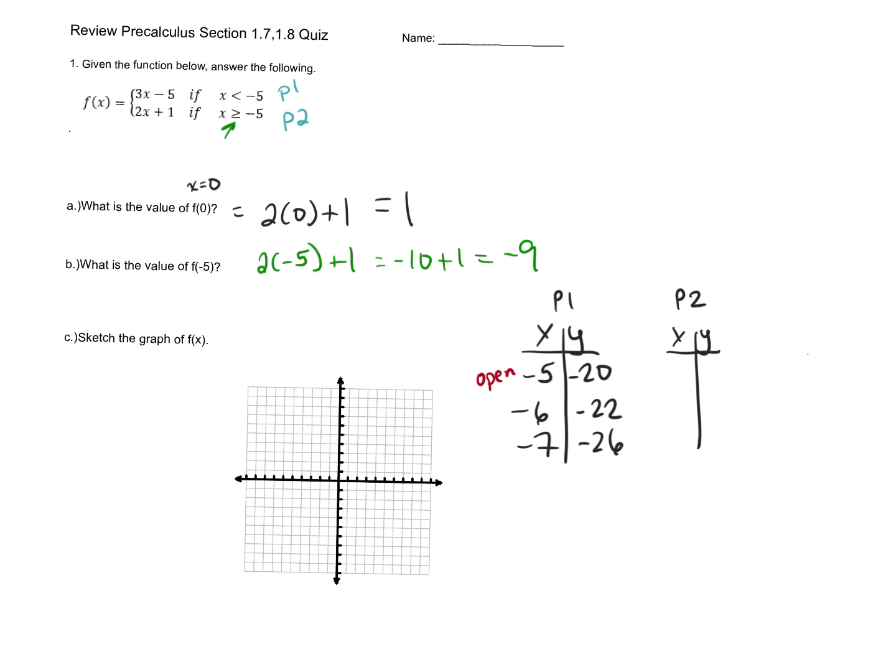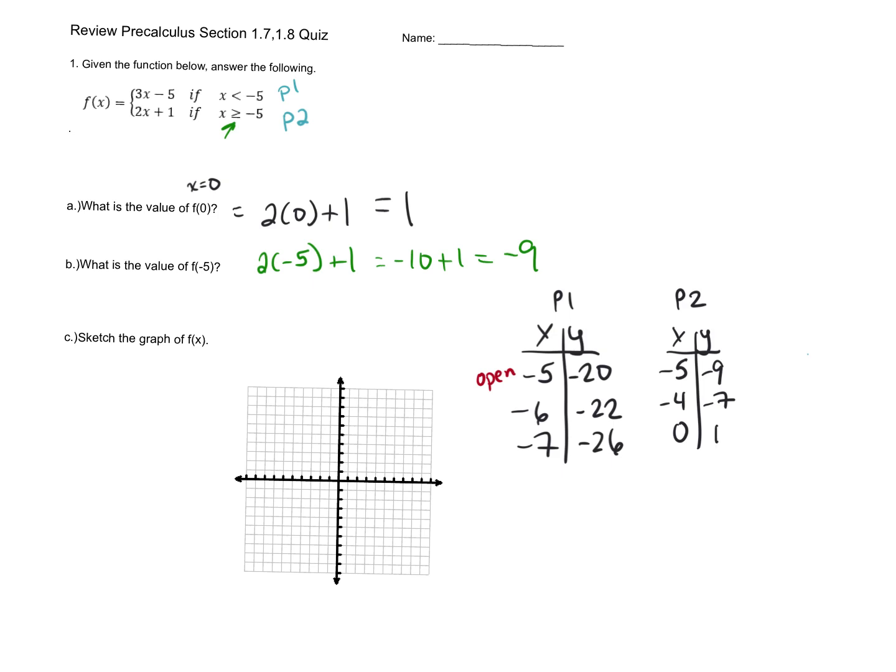So I'll do the same thing for piece 2, which is greater than or equal to negative 5. Maybe negative 5, negative 4, how about 0? Any of these are fine. If I plug these into piece 2, it's 2 times that. 2 times negative 5 is negative 10 plus 1 is negative 9. 2 times negative 4 is negative 8 plus 1 is negative 7. 2 times 0 is 0 plus 1 is 1.